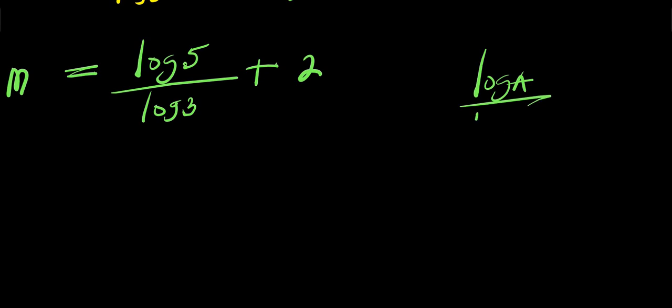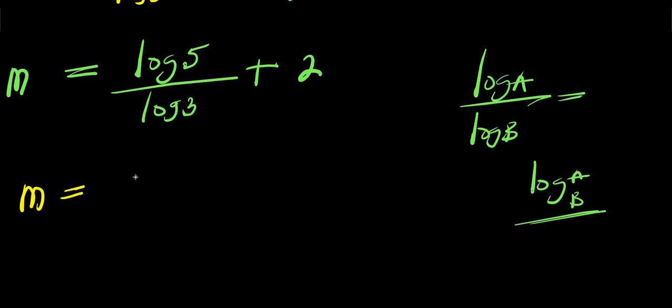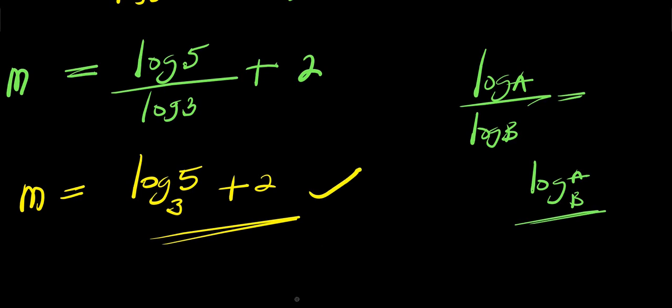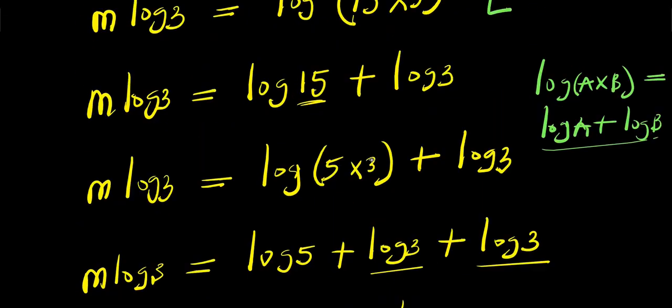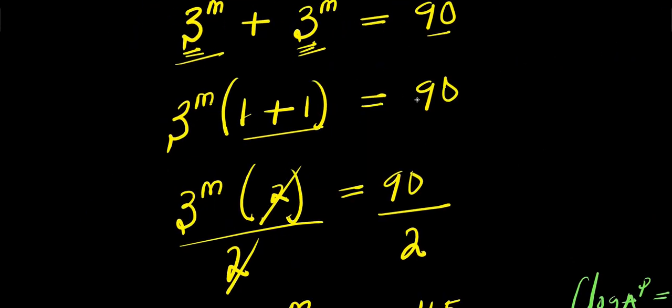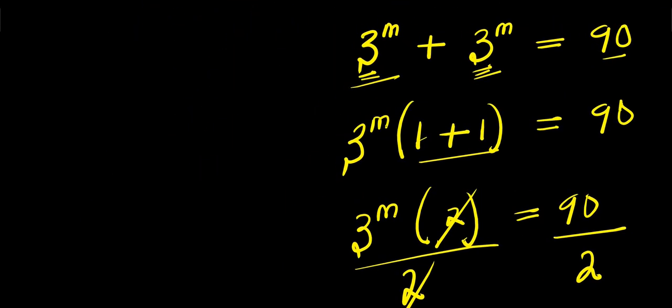Log a divided by log b equals log a to the base of b. m equals log 5 to the base of 3 plus 2. So that is our m. Now, next step is to set that and evaluate and verify our solution.